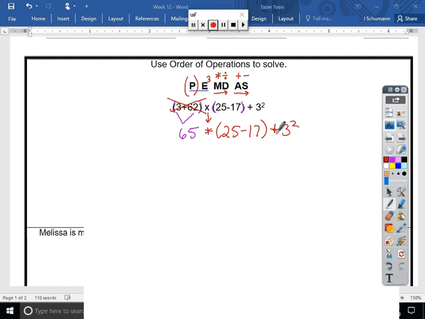The next thing I'm looking for is any more parentheses. I don't want to move away from the P in PEMDAS and the P for parentheses before I've taken care of all sets of parentheses if I can. So I do see another set of parentheses happening right here.